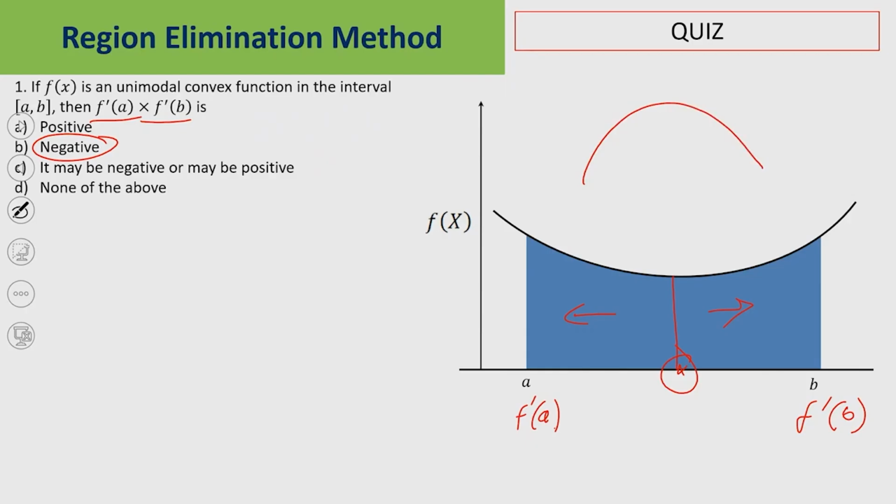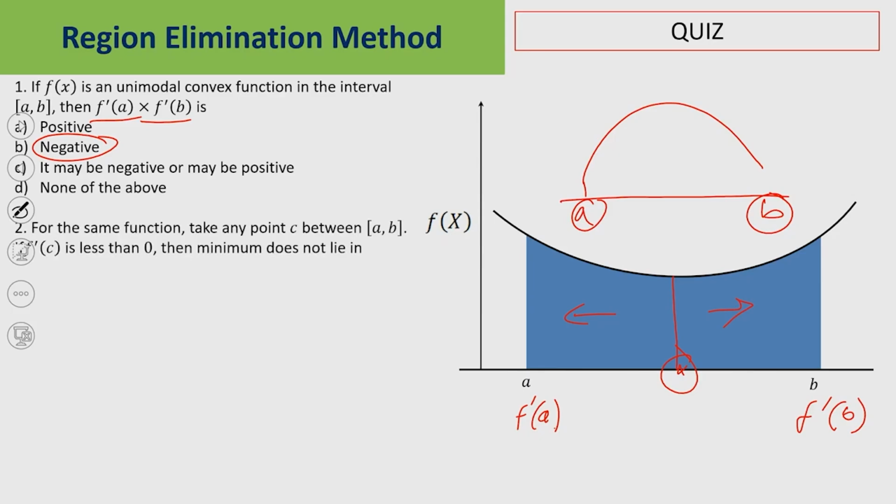Suppose this is A and this is B. If I take the derivative at A and the derivative at B, and multiply these two derivatives, the sign will be negative in the case of a maximum also. That means if the product is negative, there is an optimum solution between A and B. So, this is your first question.